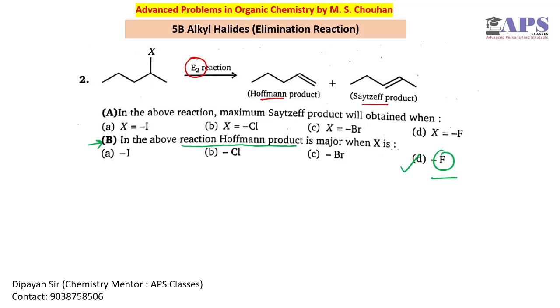And for the initial one, in this question, the better the leaving group, the more will be the rate of the E2 reaction, or the better will be the product. Then the best leaving group in this case is iodide. So in this case option A is correct. So here Saytzeff product is possible for chloride, bromide or iodide, not for fluoride. Fluoride is the only case where Hofmann product can be seen. But if you compare between iodide, chloride and bromide, then the better the leaving group, the more will be the rate of the reaction.